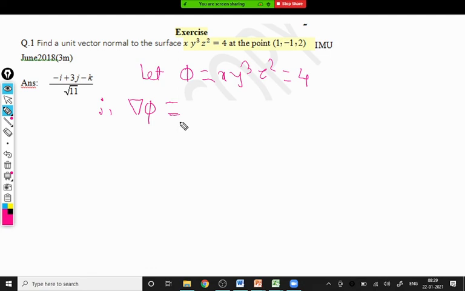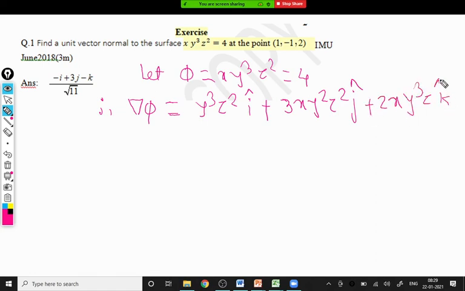Yes, what is del phi here? y cube z square i cap, plus 3x y square z square j cap, plus 2x y cube z k cap, correct. So this is the general normal vector, a normal vector at any point x, y, z. We should calculate at this point. So at 1, -1, 2, this del phi vector will become, this is the particular normal vector at that point.